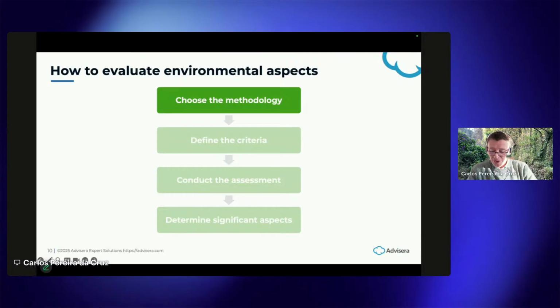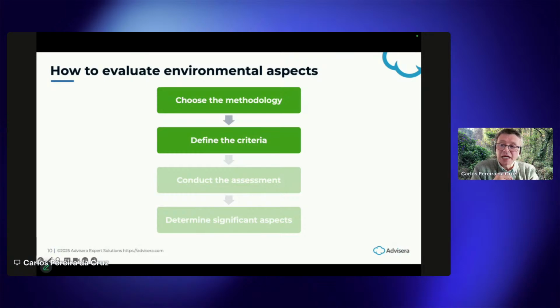Now, choose methodology, define the criteria. When determining criteria for the significance, the organization needs to consider criteria for environmental protection, such as scale of the impact, severity, gravity, and duration of the impact, or type, size, and frequency, or probability or likelihood of environmental aspects. If there are any legal and other requirements, so compliance obligations related with those aspects, for example emission limitations, emission licenses, regulations.